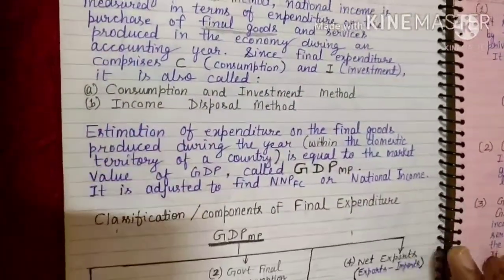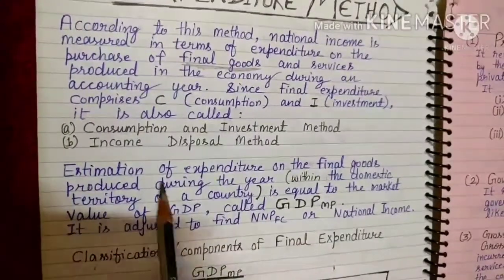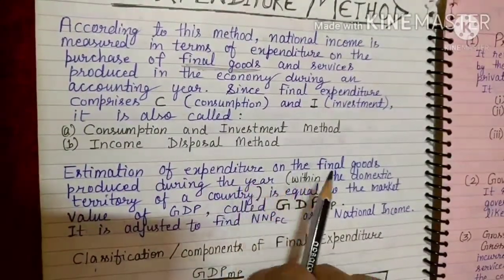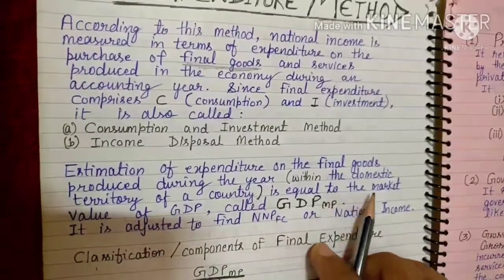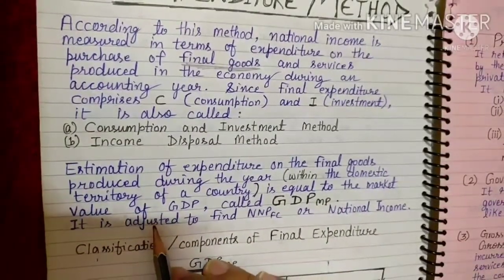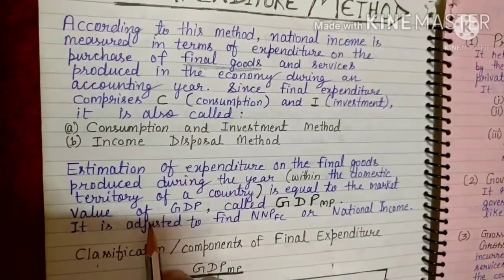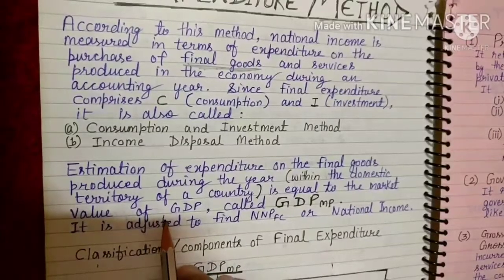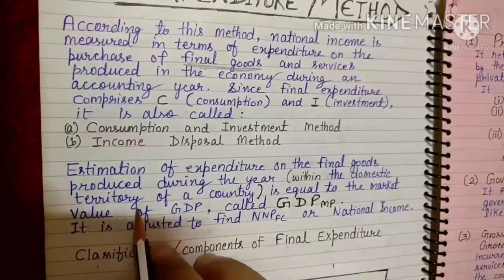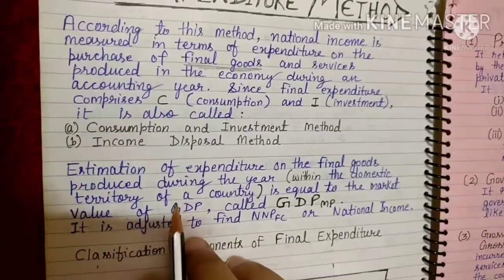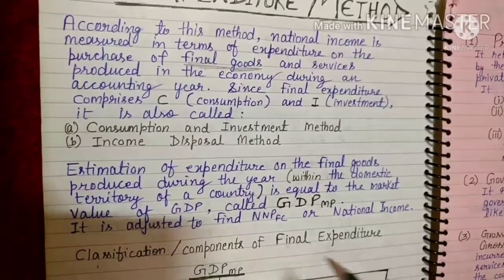Then we are saying that it is the estimation of expenditure on the final goods produced during the year within the domestic territory of a country. Now the word domestic territory comes. In the starting I explained the meaning of domestic territory. It means the boundary of our country. So whatever expenditure we are doing on final goods produced in the domestic territory of our country, we have purchased them, so we are doing expenditure on them.